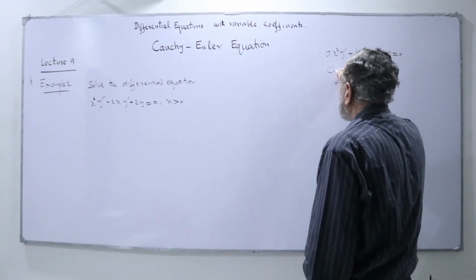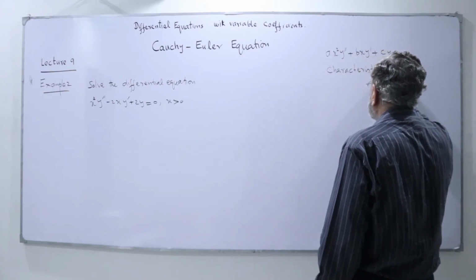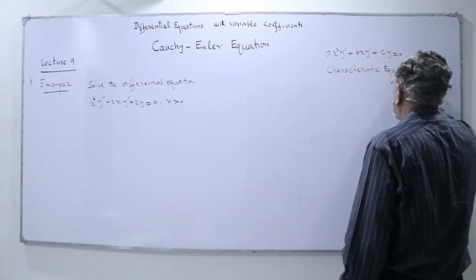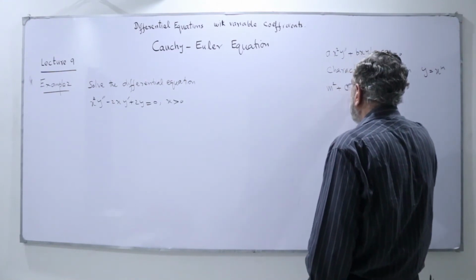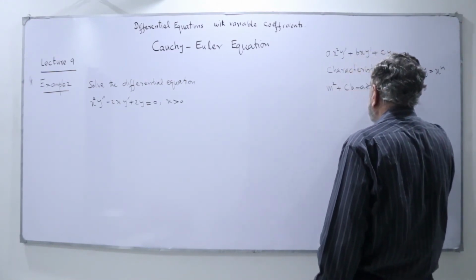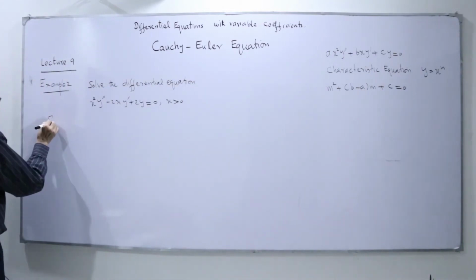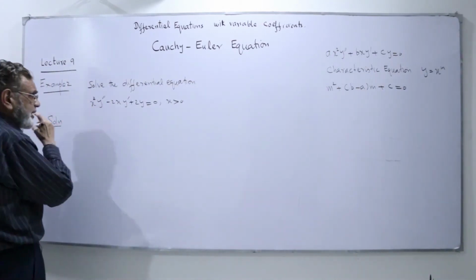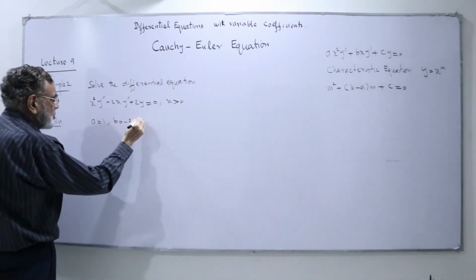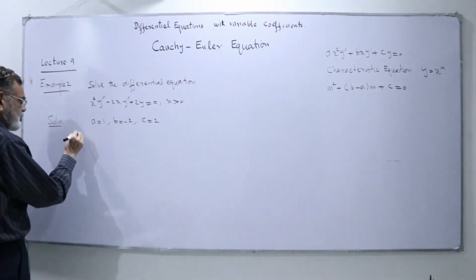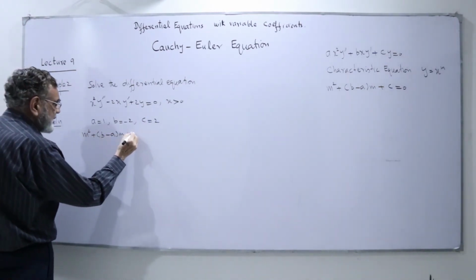Then my characteristic equation, when we make the substitution y equal to x^m, will be a m² + (b − a) m + c = 0. So solving this one, I want to find the characteristic equation. Here my x is bigger than 0, and I have a equal to 1, b equal to −2, c equal to 2. I substitute in this one.